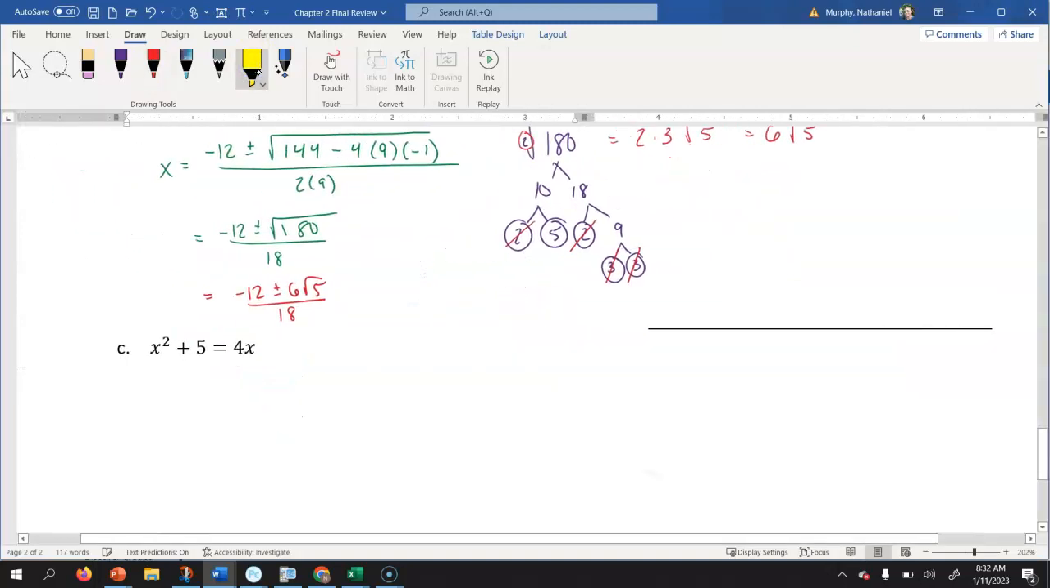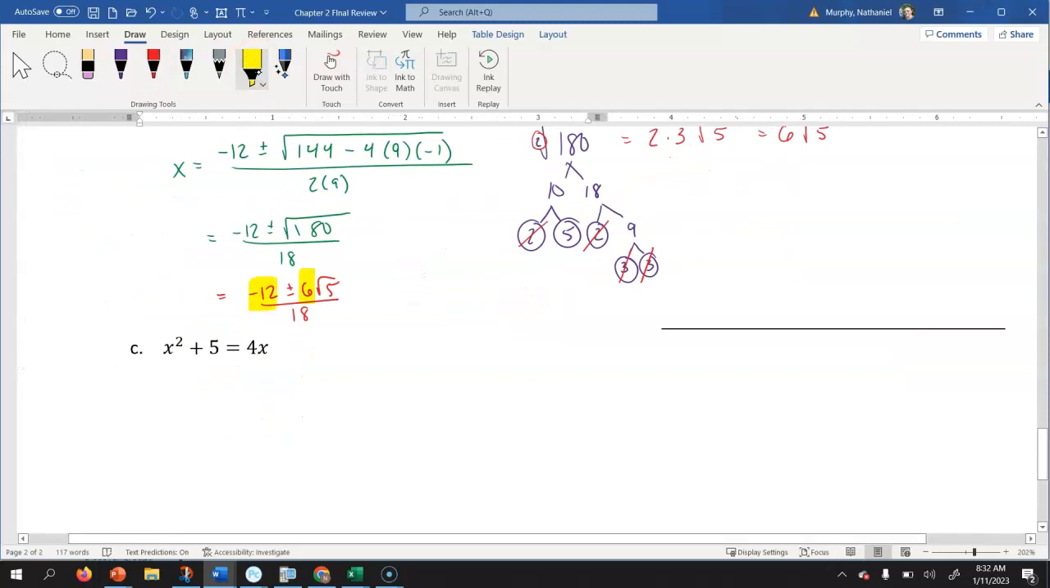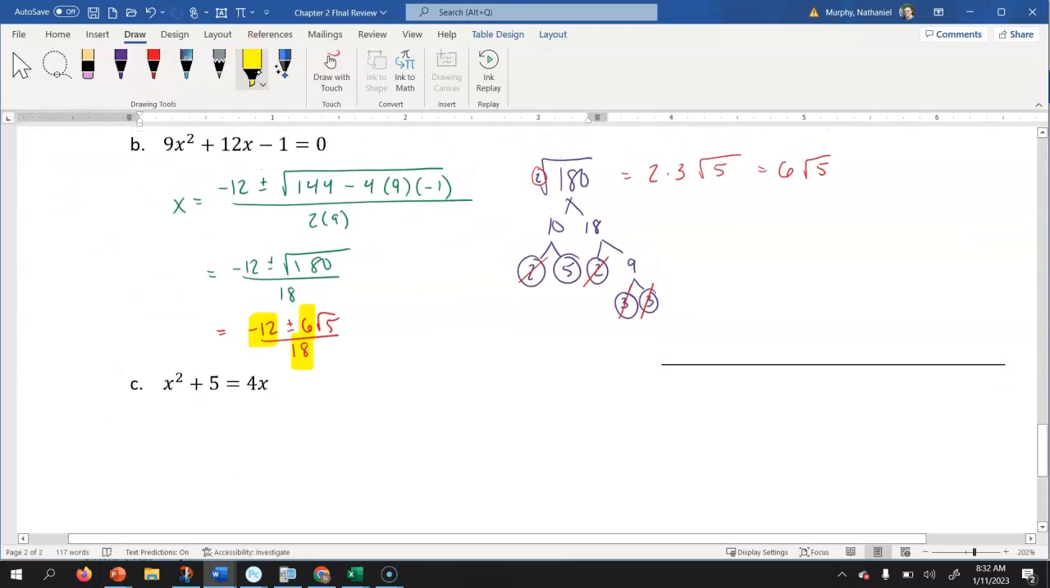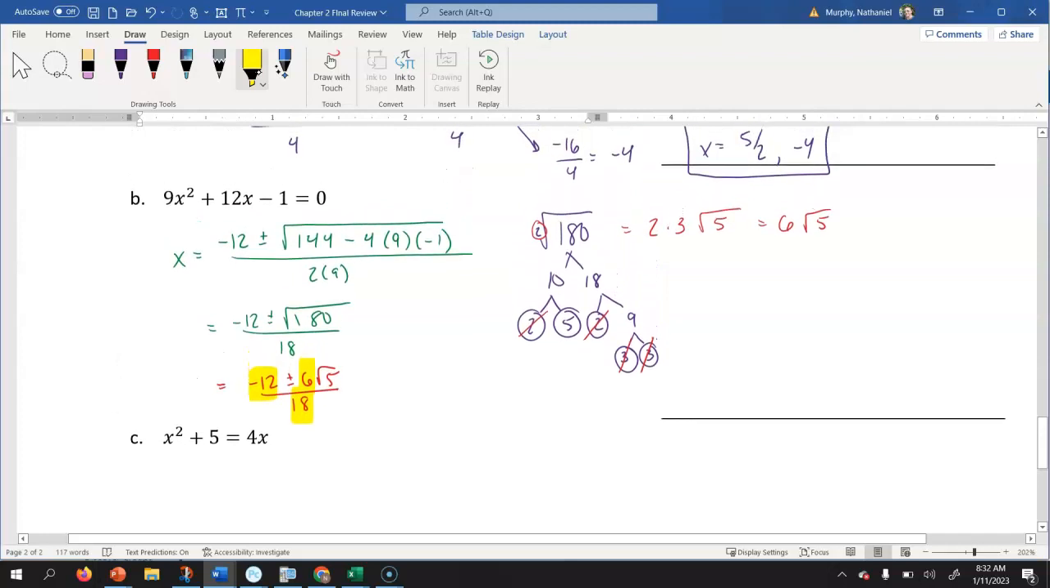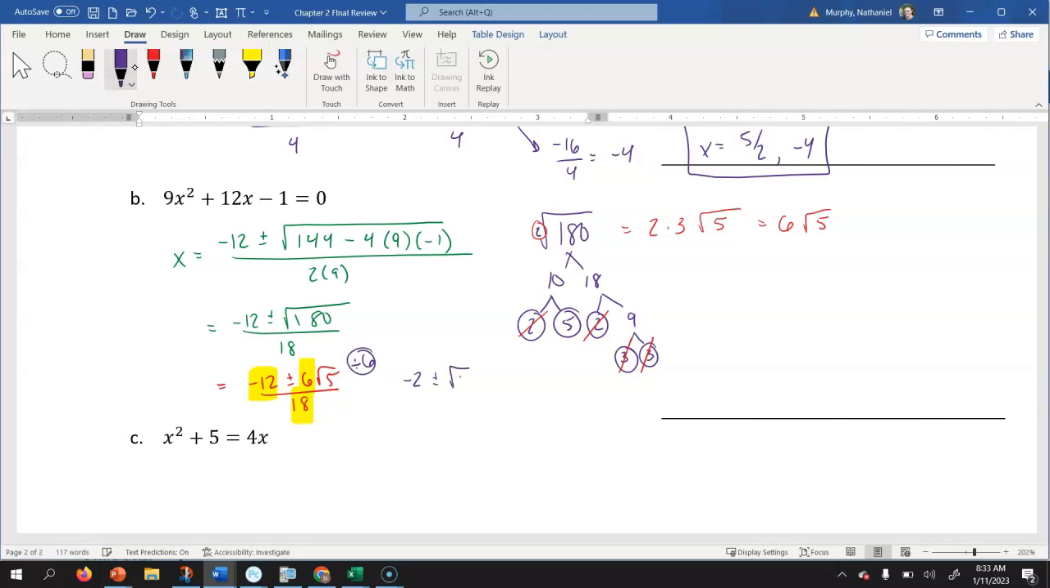All right, now I'm going to look at what's outside of the radical, just the 12, the 6, and the 18. I don't worry about the 5, because that I can't touch. But the 12, 6, and 18 are all divisible by 6. I want to find the largest number that goes into all of those values, so I'm going to divide them all by 6. Negative 12 divided by 6 would be negative 2. Then we'd have 1 square root of 5, or just the square root of 5, and 18 divided by 6 would be 3. That can't be reduced any further, so that would be our answer.